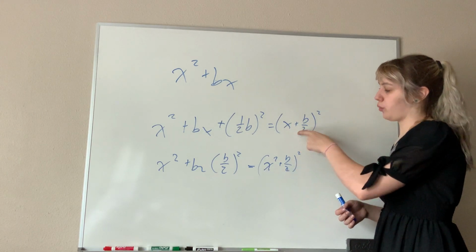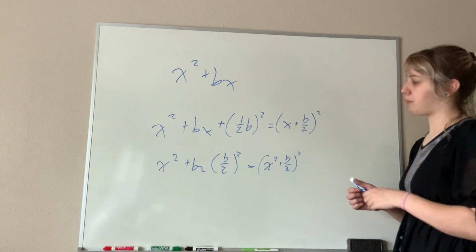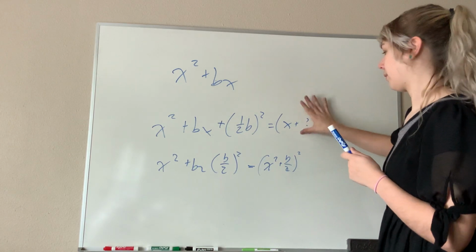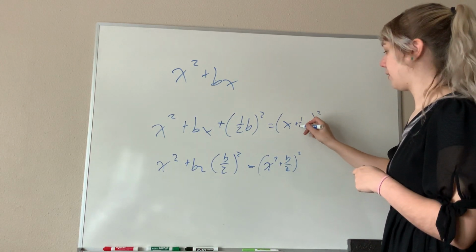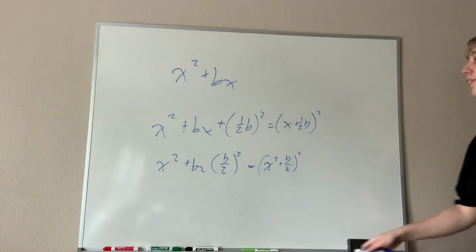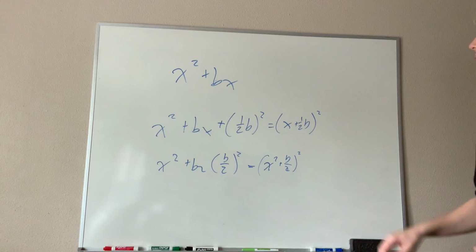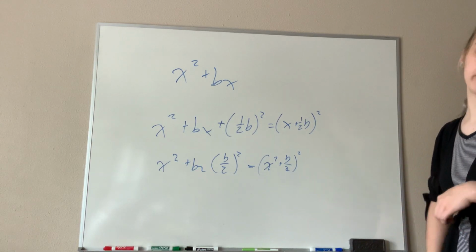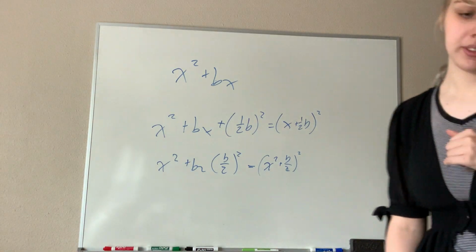So this is just two ways to think about it. You can do the one half times b, or you can do b divided by 2. It's going to be the same thing.